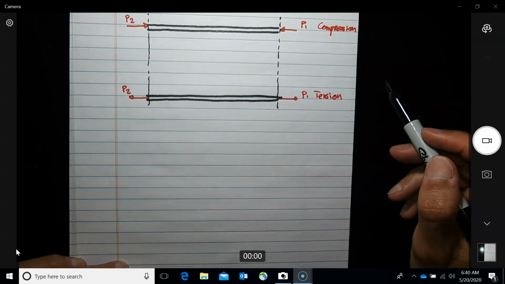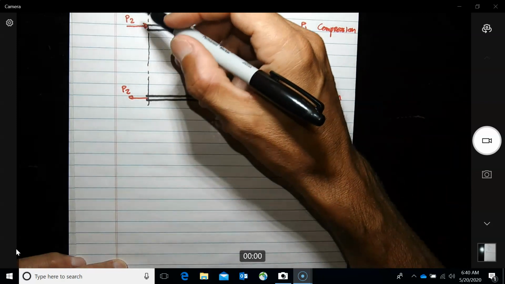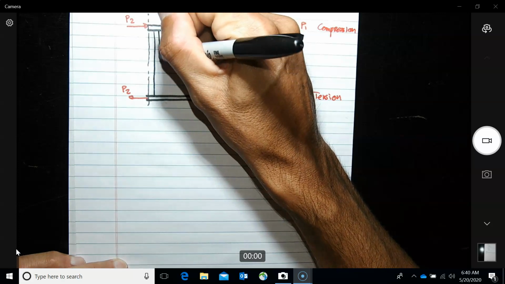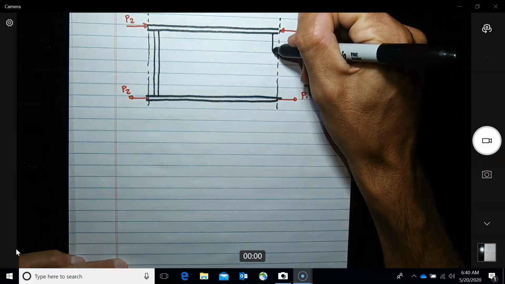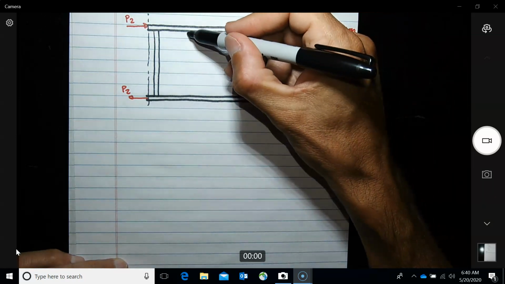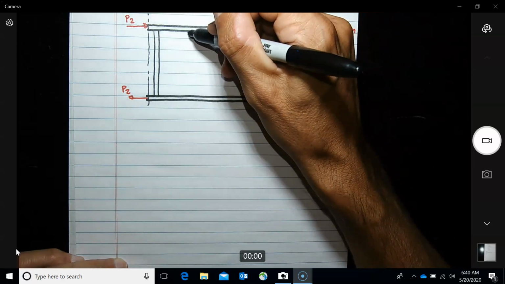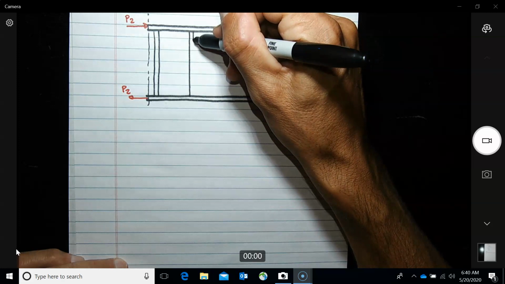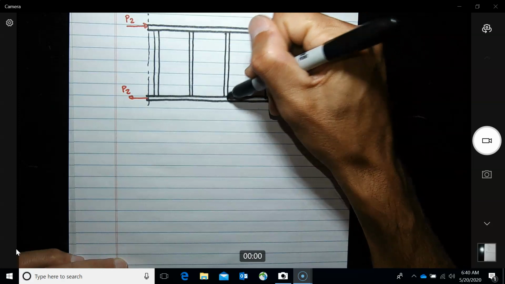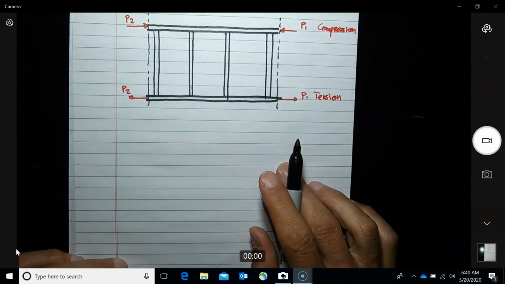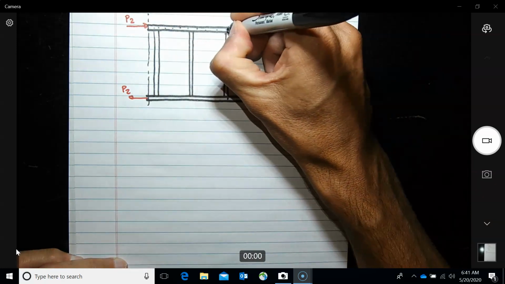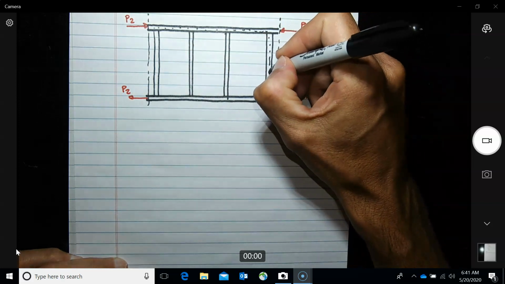So let's try to divide this in 3 again. So let's maybe frame it over here. All right, so we need to divide this 1, 2, 3. So here, 1, 2, and 3. Okay. So this would be our original structure. All those little points simulate rivets.